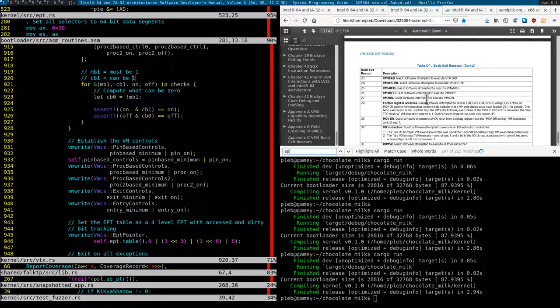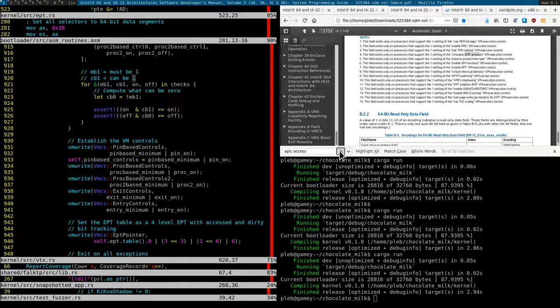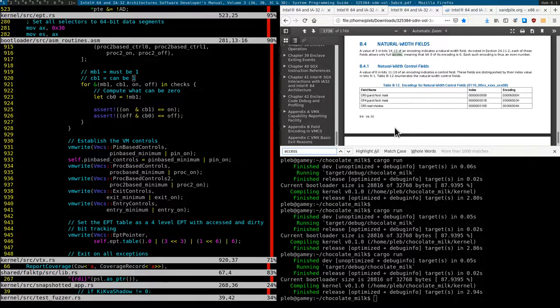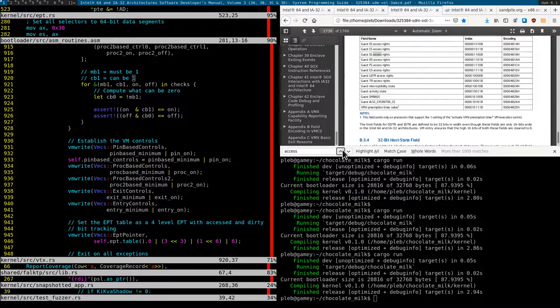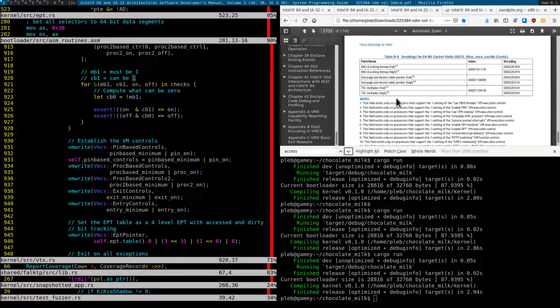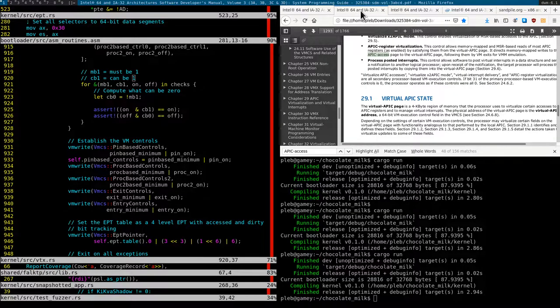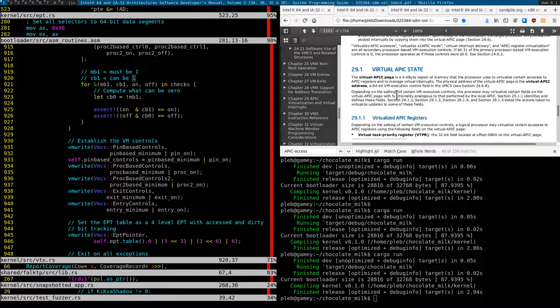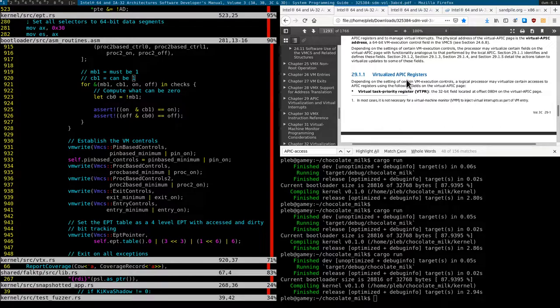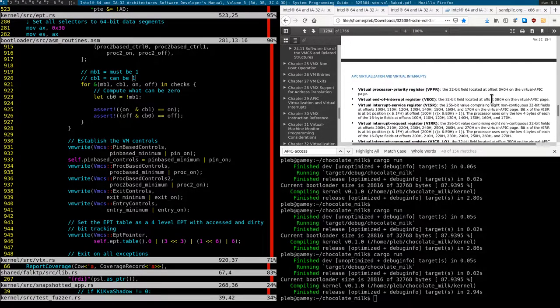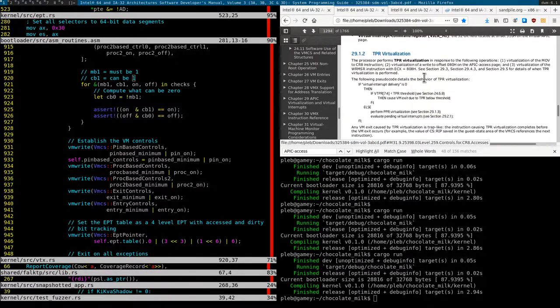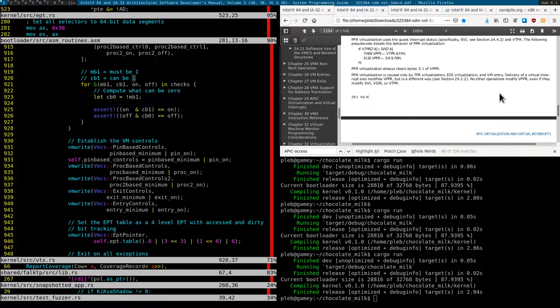Let's actually see. Access. Where's the blah blah blah? Where's that field? Only exists on virtualized APIC accesses. It's just used to redirect MMIO accesses to the virtual APIC page. Blah, blah, blah. Virtualized APIC registers. TPR, this. PPR, EOI.